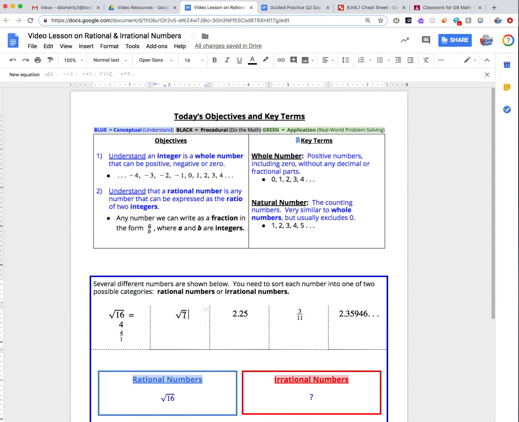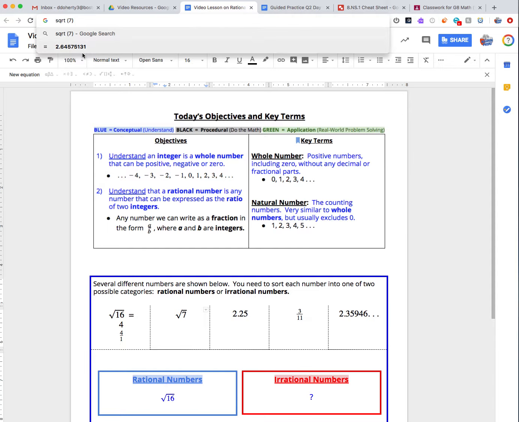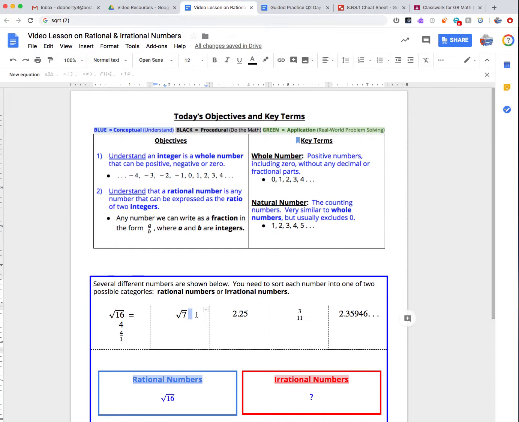The next value, the square root of 7. The square root of 7 is not a perfect square. We've been talking about some of those for a week. If I put square root of 7 into a calculator, I see this insane decimal, 2.64575, and it kept going with no pattern.